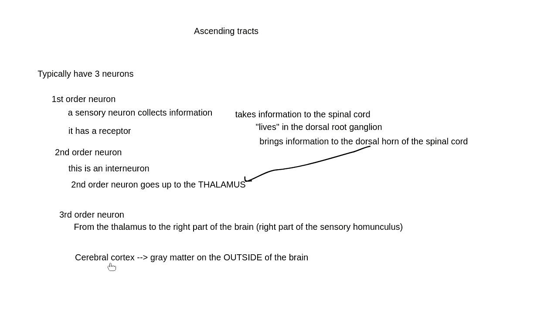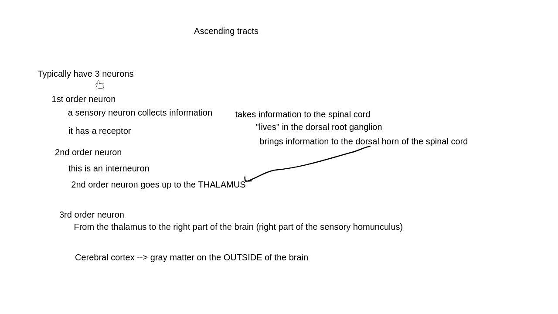So what do we need to know about ascending tracts? First thing we need to know is that ascending tracts are sensory tracts. They're always sending information up in the brain. Second thing we need to know about ascending tracts is that they have 3 neurons. For the most part, they're going to have 3.